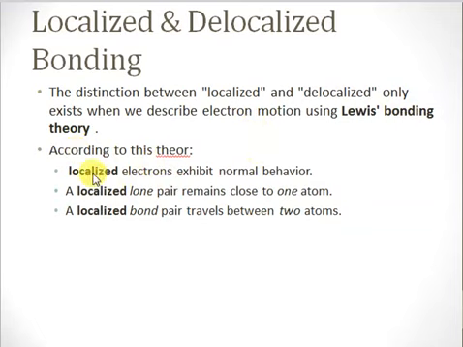So according to this theory, the electrons are localized. And what we mean by localized is that localized electrons exhibit the normal behavior. A localized lone pair will remain close to only 1 atom, and the localized bond pair means the pair of electrons that are bonded will only move between the 2 atoms with which they are bonding.